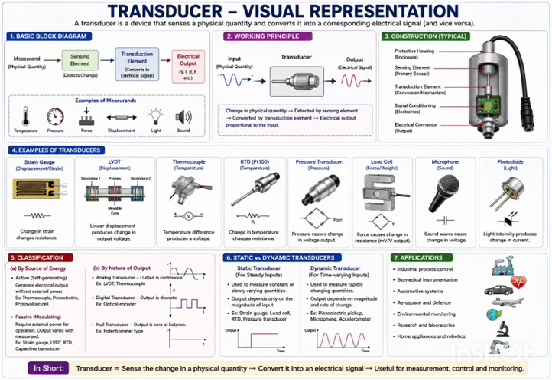Step 5, analog to digital conversion, that is ADC. The filtered ECG is still an analog signal. The analog to digital converter converts it to digital data. Digital signals are easier to store and analyze.